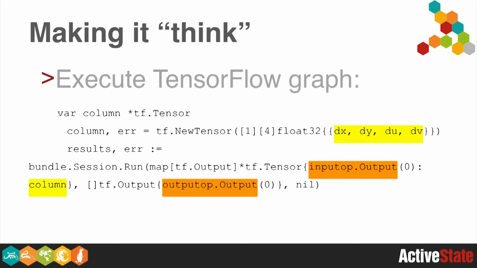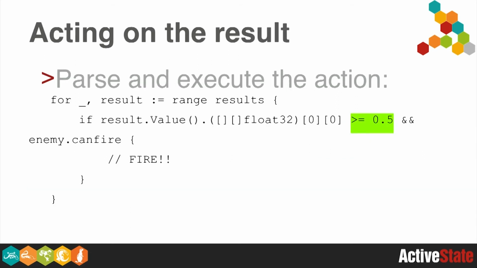So now we want to make it think, right? So we need to execute the TensorFlow graph, and we do that in a session. What we do is we build, so you can see our inputs there, dx, dy, du, dv, and we put them in a new tensor, and then we run it through the session, and you can see our input and output operators there, and they're labeled in orange. And so when we run that, we get results back.